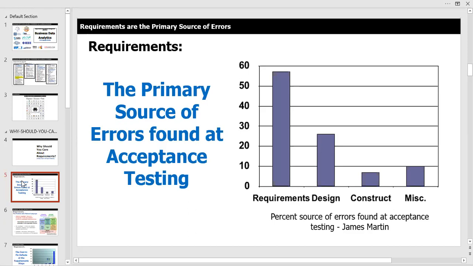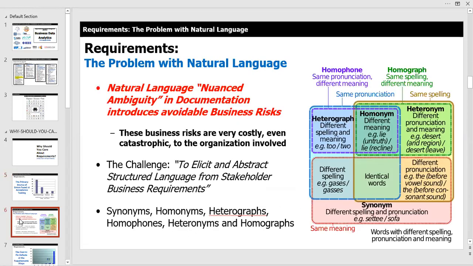The challenge is how do we resolve that? Or probably even more importantly, why is it so difficult? That's really what this particular webinar is about. I'm going to talk about language, natural language, and just the understanding of what's involved in natural language processing will begin to give you an idea of why it's so complex and so hard to get requirements done, quote, right the first time around. So let me just touch on the problem with natural language. Natural language is how humans communicate with each other. I call it nuanced ambiguity.